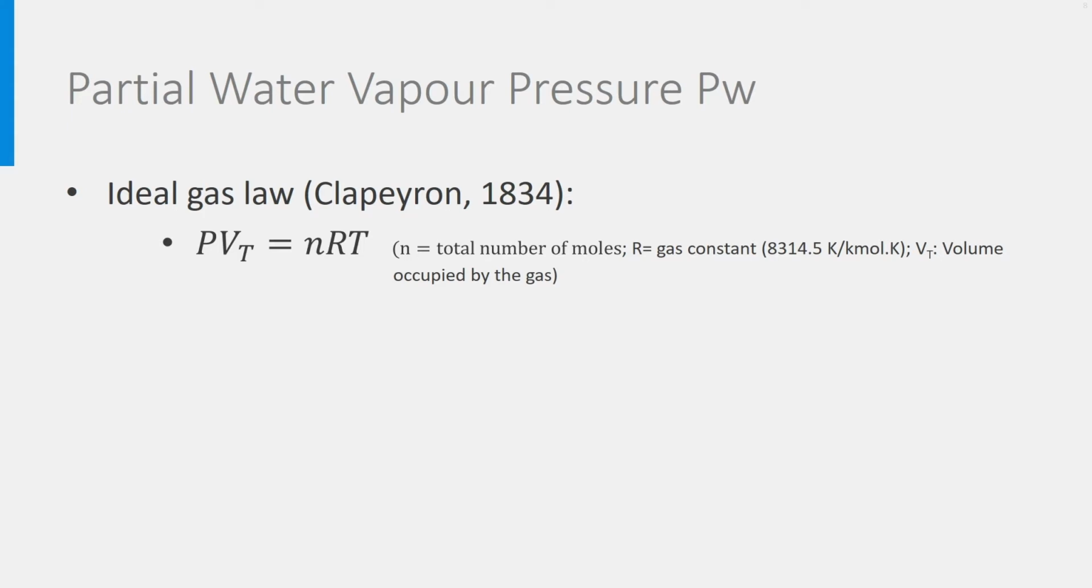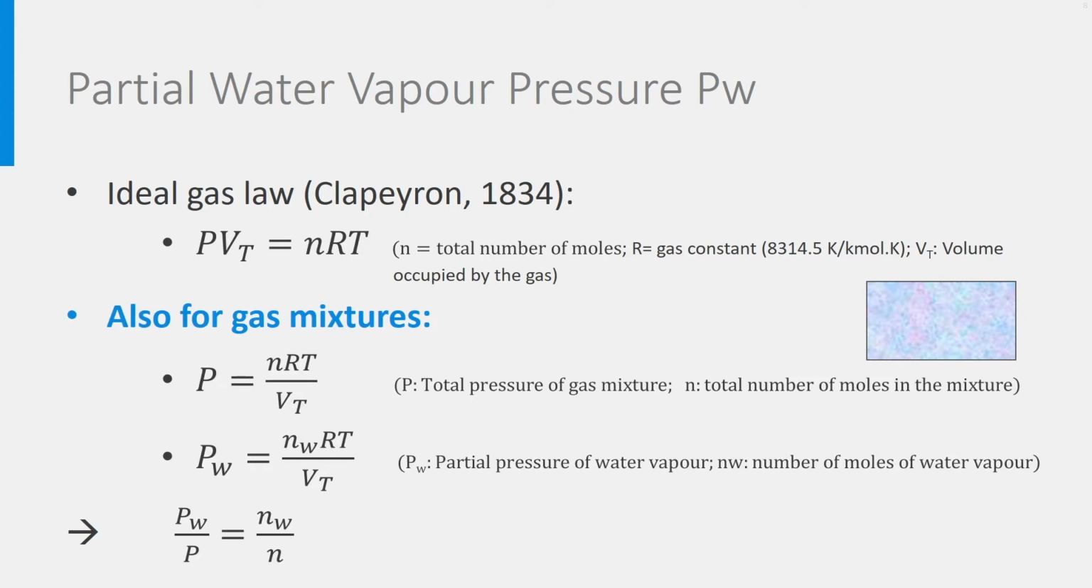The ideal gas law states that the pressure of a gas times the volume it is confined in, let's say the volume in this box, equals the temperature in the box times the gas constant times the number of moles. This law can also be used for mixtures of gas. Humid air is a mixture of dry air and water vapor, which then have to share the same space. The total pressure of the humid air P is, according to the ideal gas law, nRT divided by the volume, where n is the total amount of moles of the mixture.